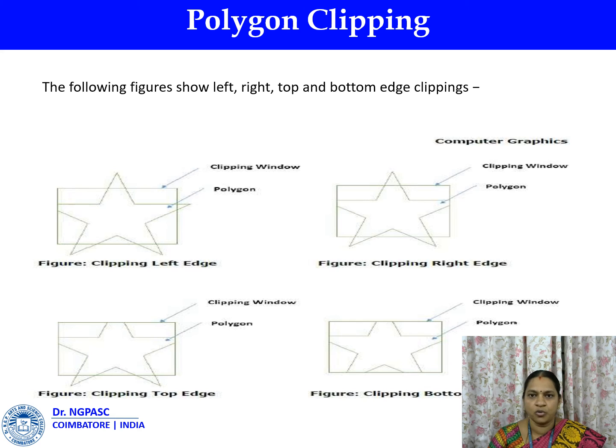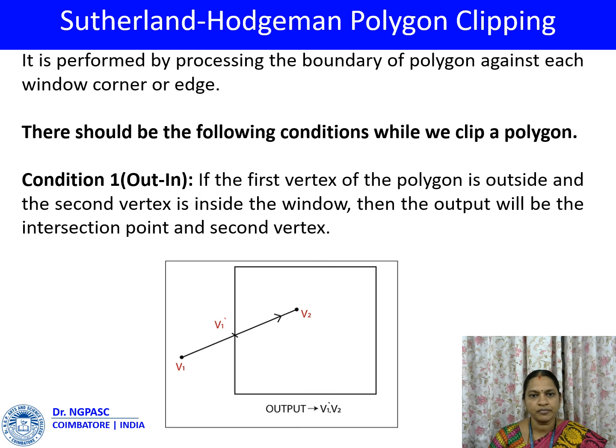So the process is performed against all the boundaries, and the vertices which lie outside the window will be clipped and will not be saved. Only the new vertices which are calculated during the clipping process will be saved and displayed on the screen. And it is performed by processing the boundary of the polygon against each window corner or edge.